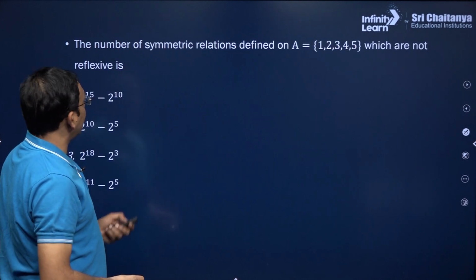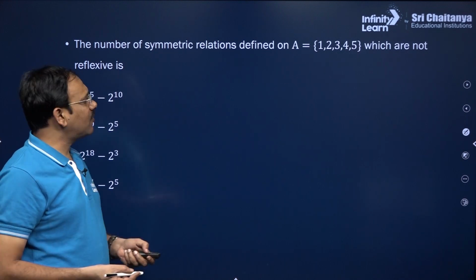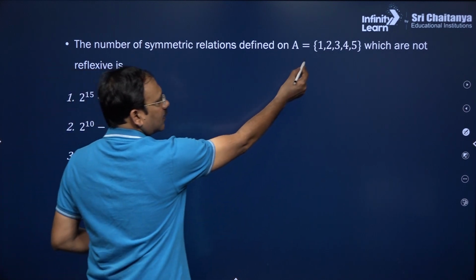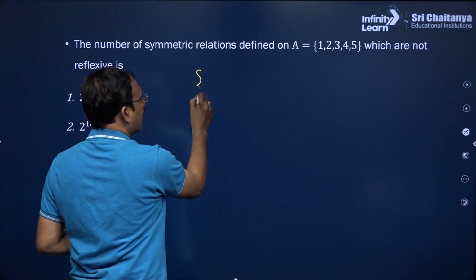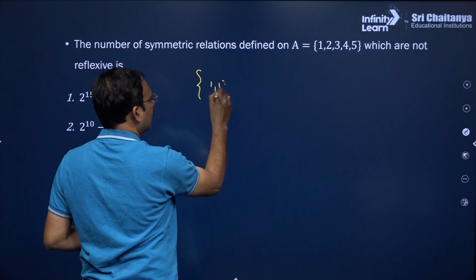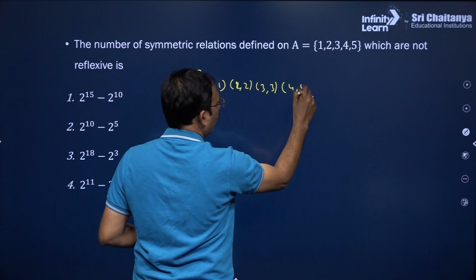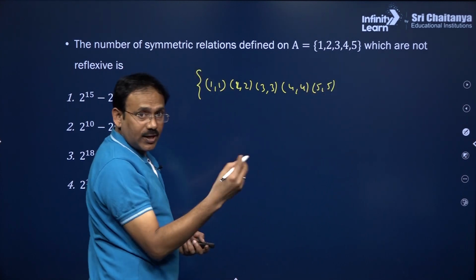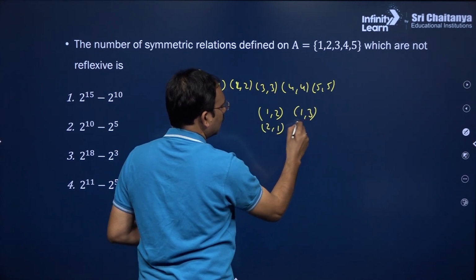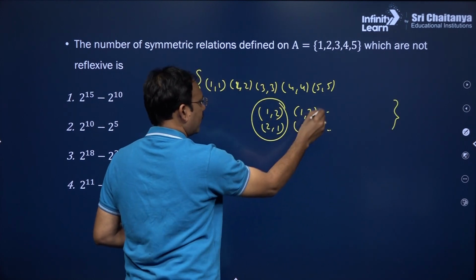Next, friends. The number of symmetric relations defined over this which are not reflexive. My dear friends, how many symmetric relations can be written? You see here there are 5 elements. So A cross A contains 25 ordered pairs. Out of those 25, identical ones are 1 1, 2 2, 3 3, 4 4, 5 5, 5 of them. Then you need to group the others like 1 2 and 2 1, 1 3 and 3 1.